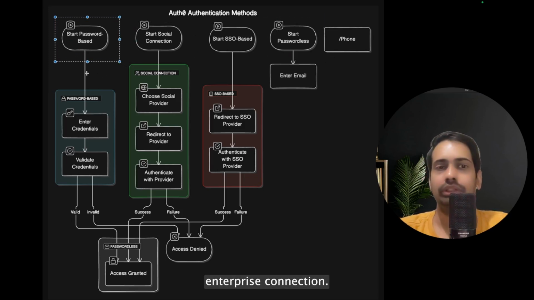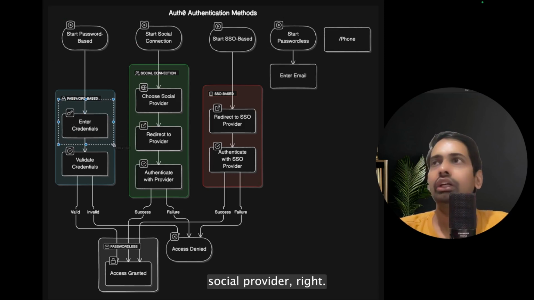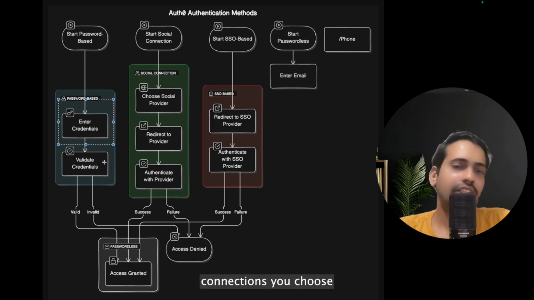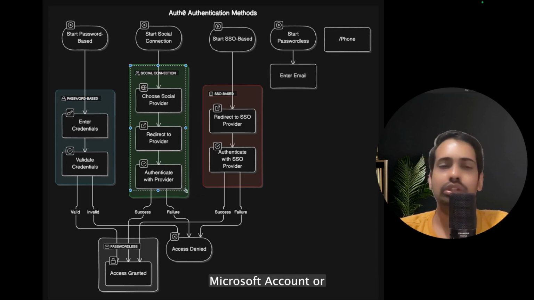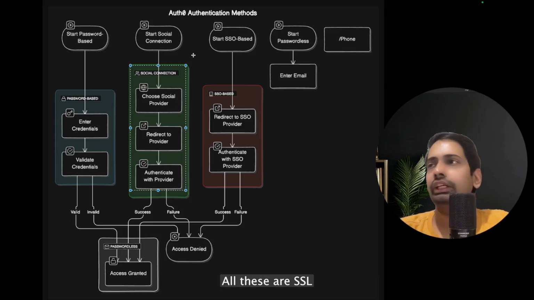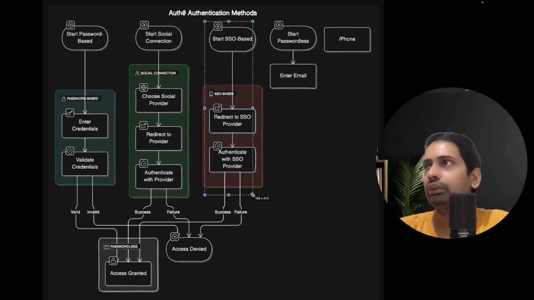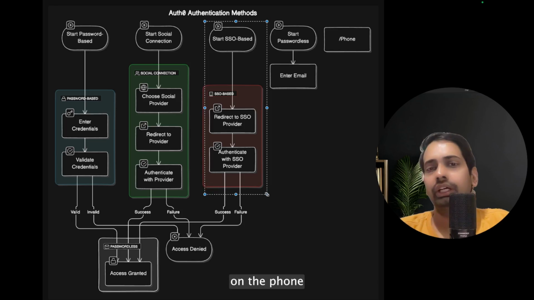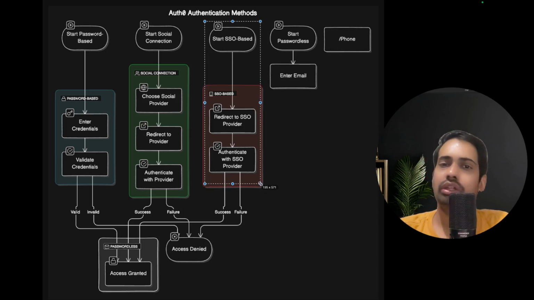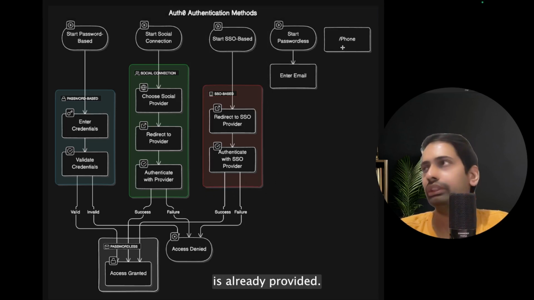Similarly, you can start an enterprise connection. You can choose a social provider, right? And for social SSO-based connections, you just choose an SSO provider like a Microsoft account or Google Workspace. All these are SSO based. And this is passwordless, where you enter the email and you get a token on the phone which you need to enter. So all these different modes of authentication are already provided.